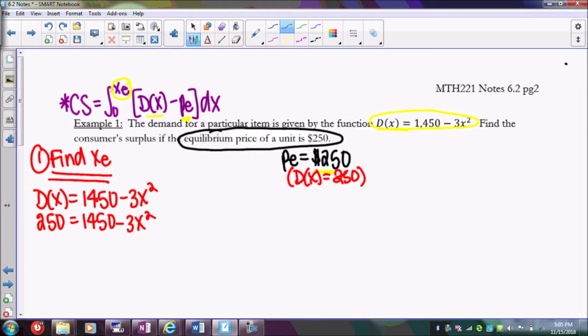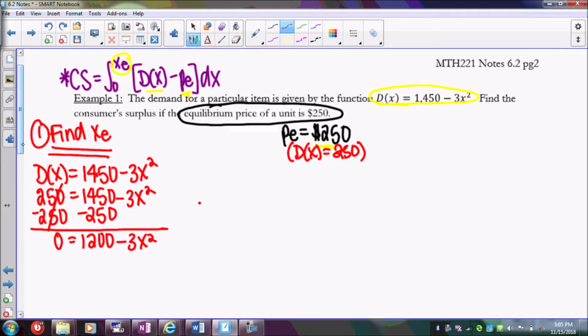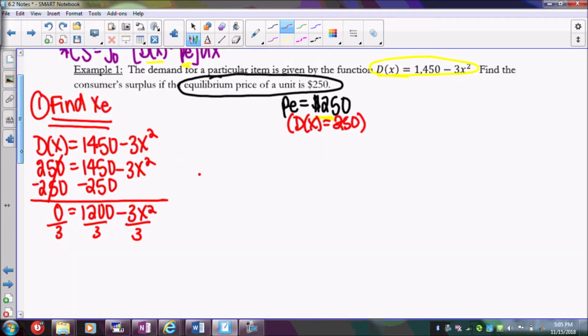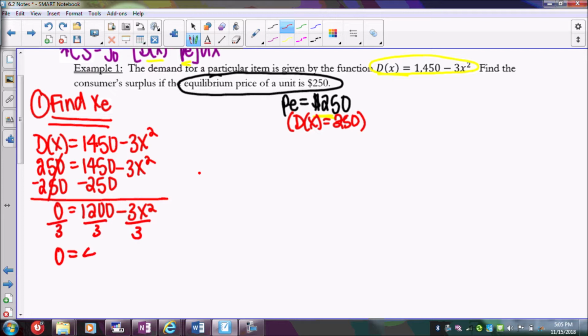I'm going to get this equal to 0, because I see the x squared, which means I'm going to need to factor or at least get it equal to 0 on one side before we figure out what to do. Then I want a 1 in front of that x squared, so let's divide everything by 3. So we get 0 equals 400 minus x squared.